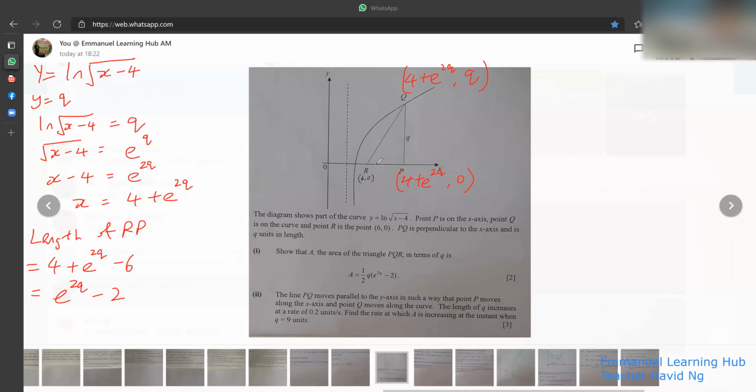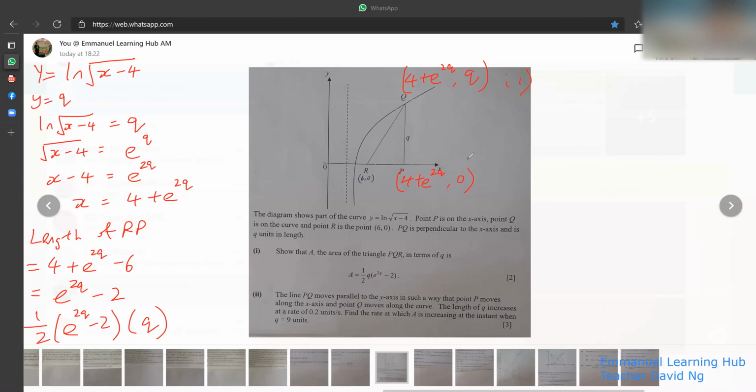So the area of this triangle, wouldn't that be half base times height? Half base times height. So I end up with this. So you'll get this. Clear for part 1. Yeah. Okay, part 2. So I just proved this is my A.